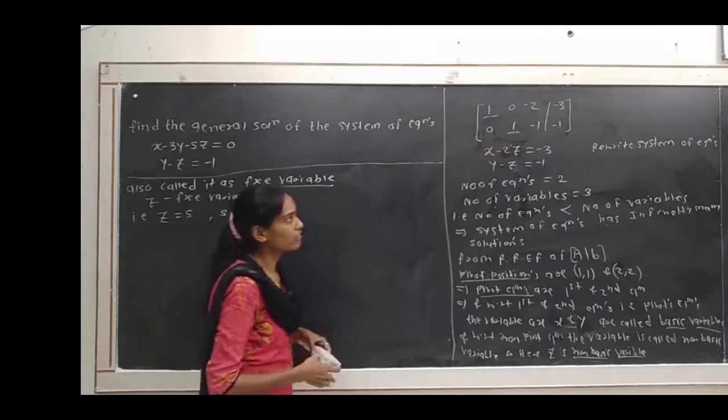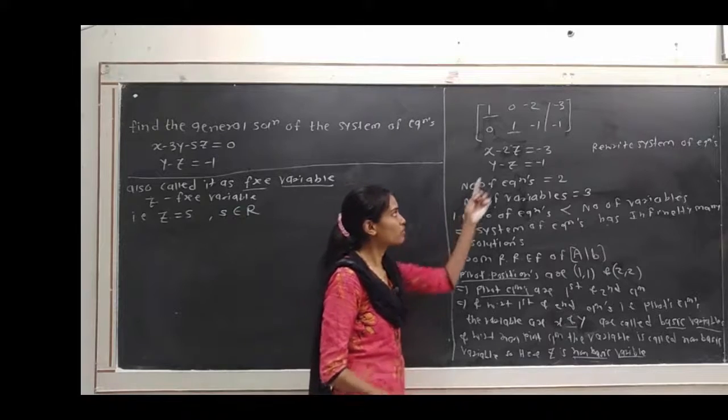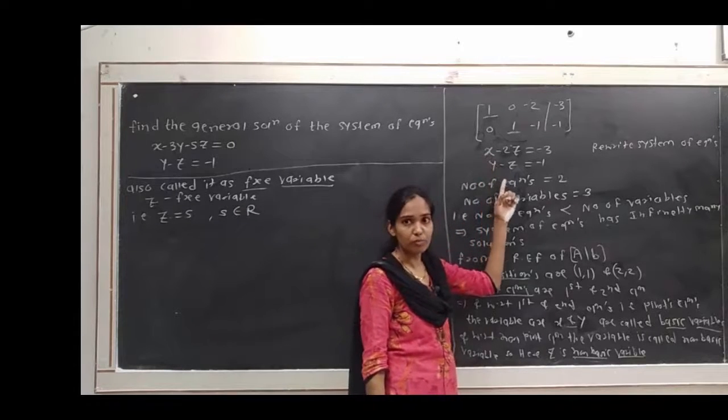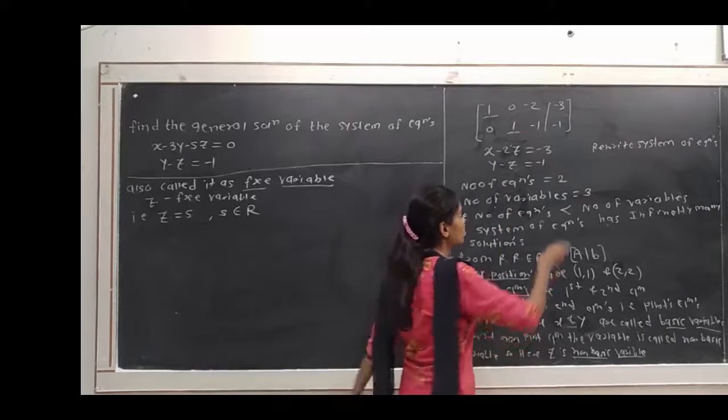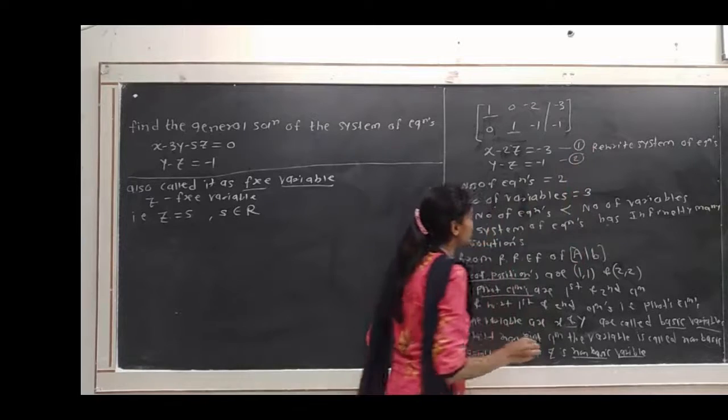We know that R is an infinite set, so we can take infinitely many values of z. If we take infinitely many values of z and put them in these two equations, then we get infinitely many values of x and y. Suppose we take this as equation number 1 and this as equation number 2.